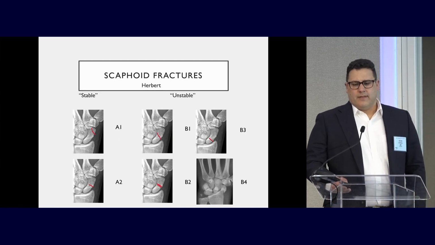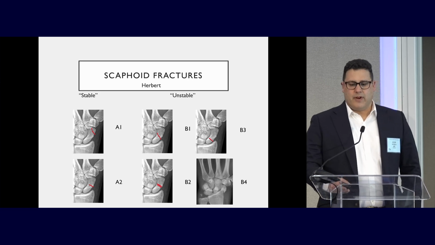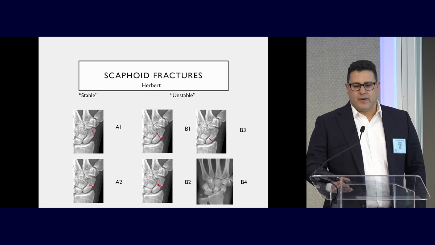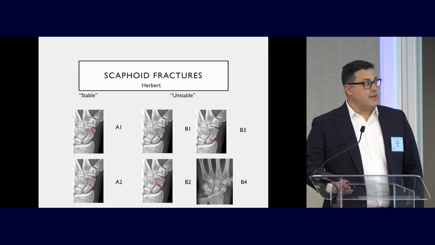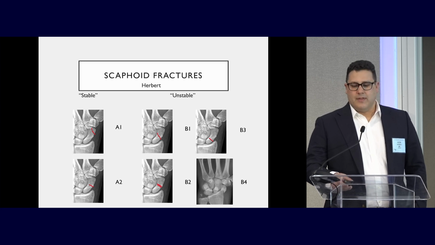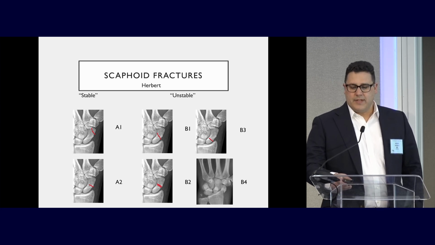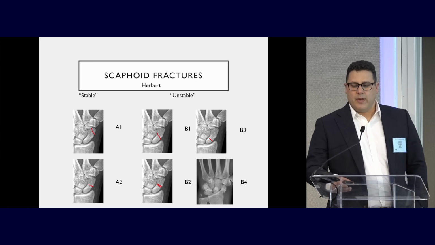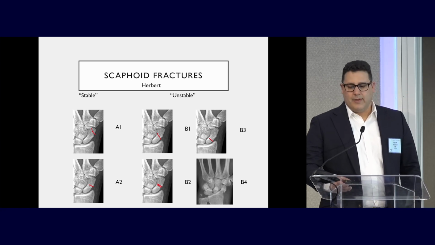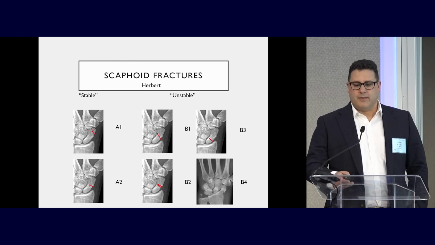We know that the classification of scaphoid fractures is broken down into stable and unstable fractures. Stable fractures of the scaphoid are of the distal pole, as you can see, the A1, as well as a minimally displaced waist fracture, which would be A2. The unstable variants would be the oblique fractures of the waist, the comminuted fractures of the waist, the proximal poles, and then the transscaphoid perilunate or lunate dislocation variety.